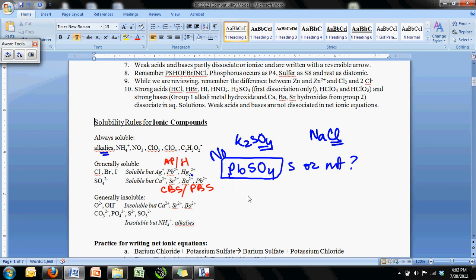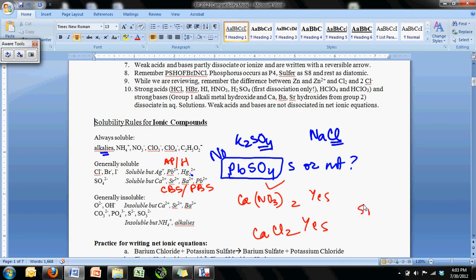I'm going to do a couple quick practice problems on solubility rules before I move on. Is calcium nitrate soluble? Yes. Why? Because the moment you have nitrate in a compound, it makes it soluble. Is calcium chloride soluble? Yes, because all chlorides are soluble except for these, and calcium is not one of those.